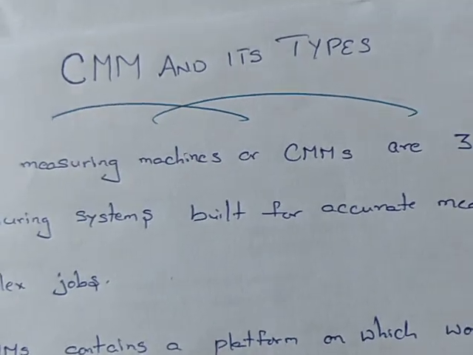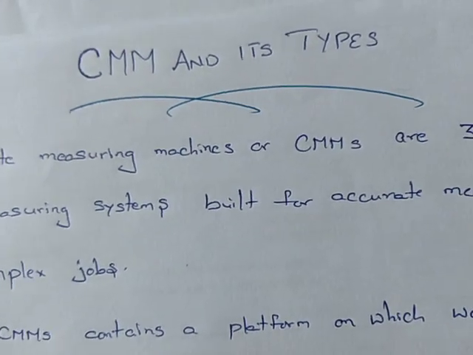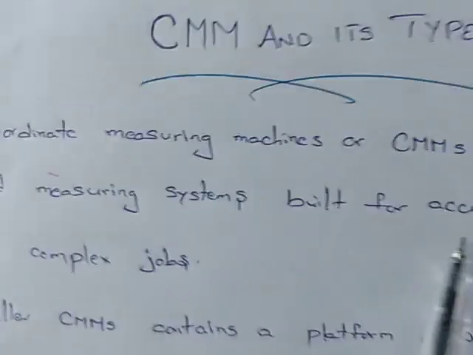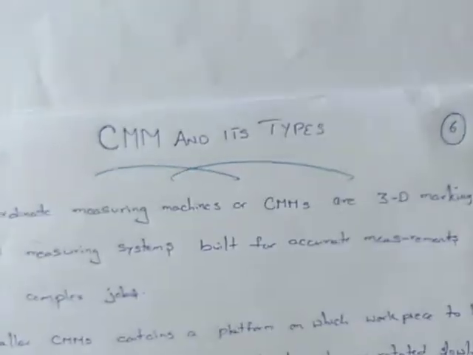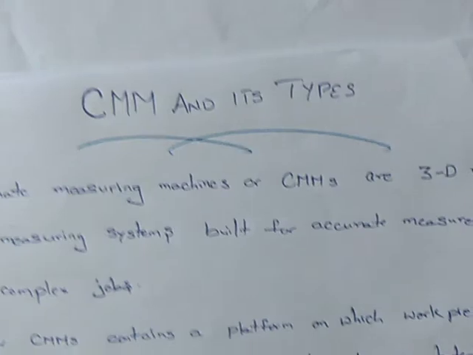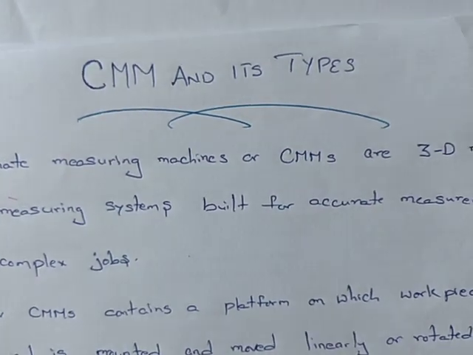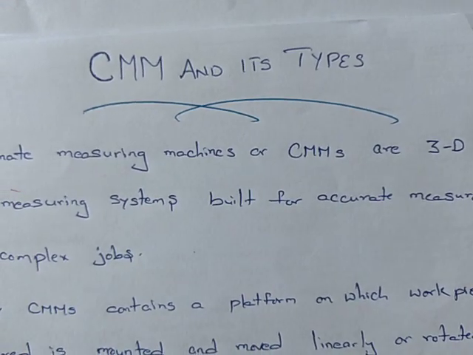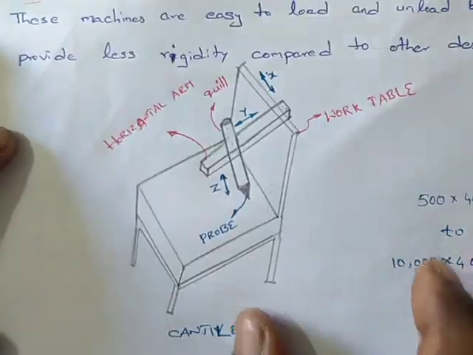Now I am discussing the concept of CMM and its types in metrology. What does CMM represent? It means coordinate measuring machines, or 3D marking and measuring systems, which are built for accurate measurement on complex jobs. Now I'll show you one simple CMM, and with that I'll try to explain.